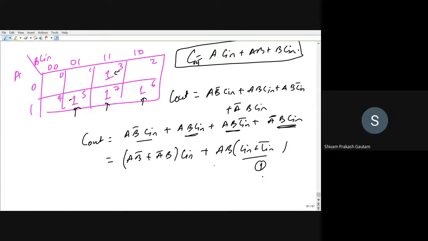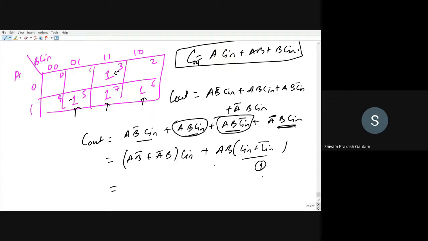Sir, AB common, sir, how is it possible? Sir, AB C in bar and A bar C in. You can see these two expressions, I have taken AB common. Okay, sir. Sorry, sir. Okay, no issues. You can ask as many doubts as possible. If you are having doubt, please raise your voice.